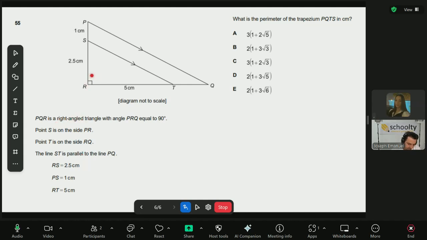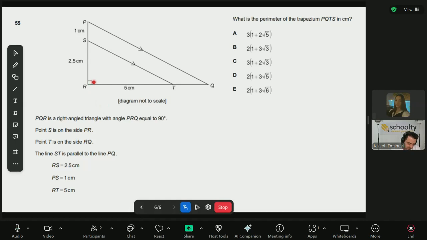Yeah, it is a right angle. Right angle means 90 degrees here, with angle PRQ equals 90. Yes, they should say which angle because there can be three options of right angle. So a diagram can show the right angle by this notation here. So this is right angle PRQ. Okay. Point S is on the side PR. So on PR, you have a point S, you have 1 centimeter here, 2.5 centimeter here.